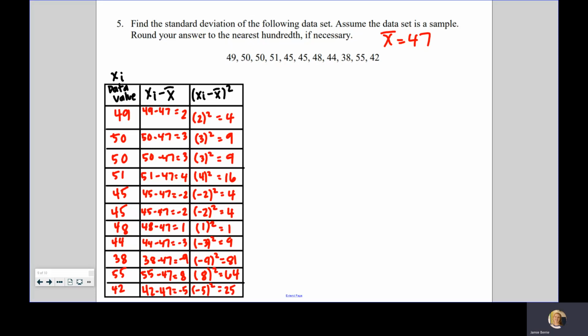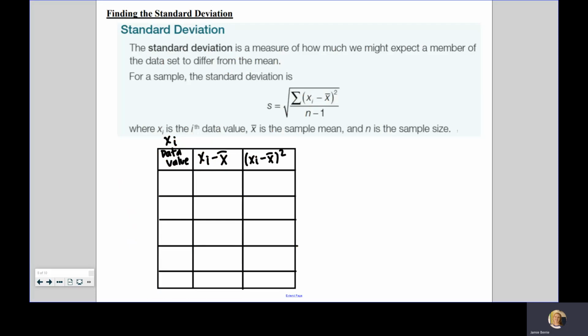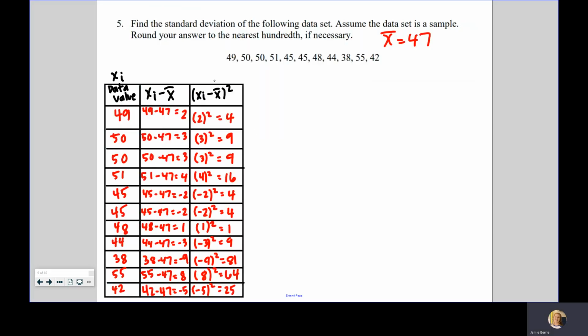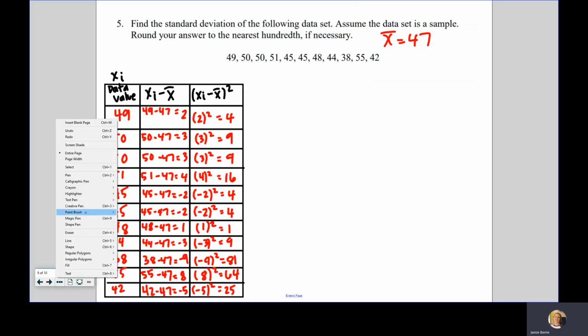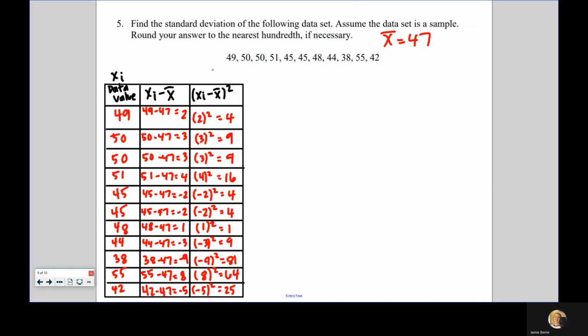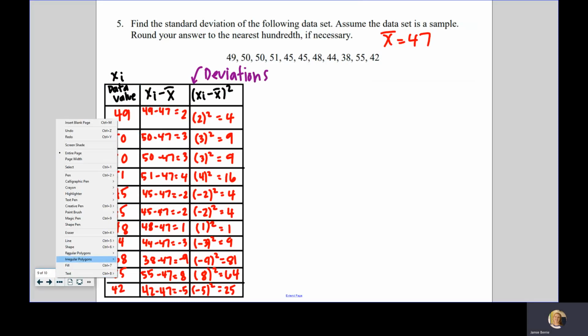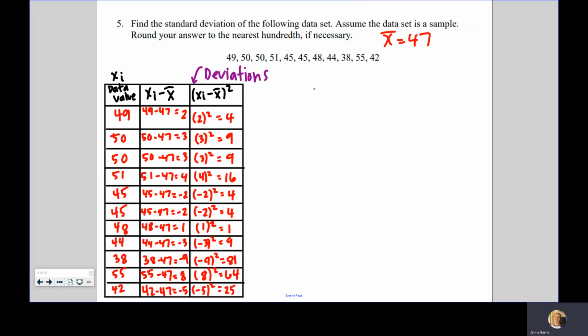Okay, now we've got our table filled in. Now we just need to add up, because that says the sum. It's the square root of the sum of the deviations squared. So we've got the deviations squared here. These again are called the deviations. It's how far each data value deviates from the mean. Let me write down our formula. S is the square root of the sum of the deviations squared all over n minus 1.